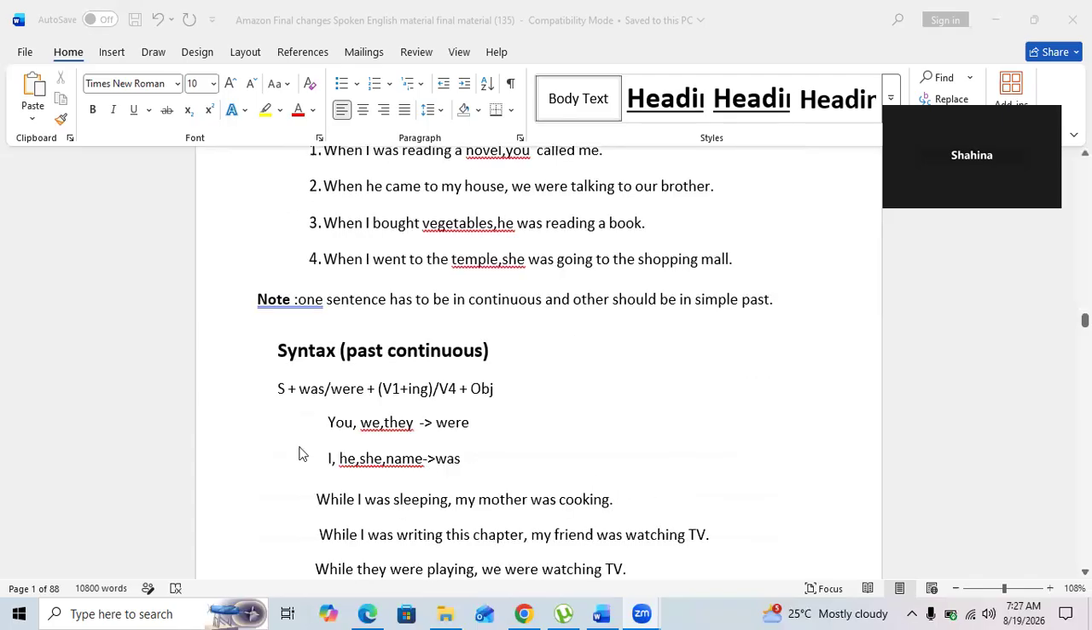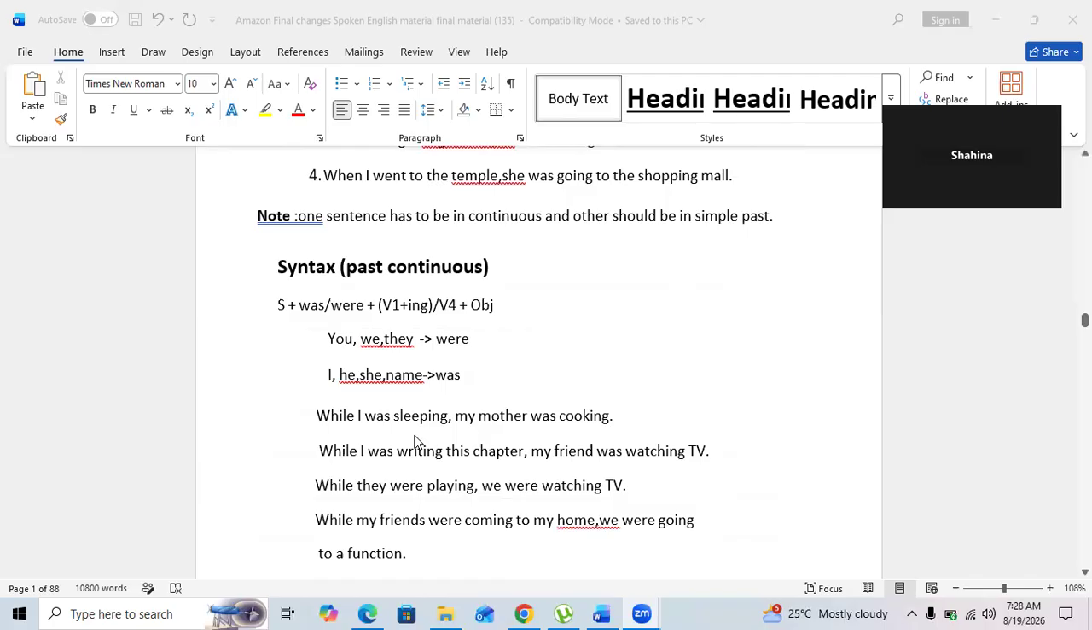So what is the syntax? Syntax will be the same. For example, if you are going to use you, we, they, you have to use were. If you are going to use I, he, she, and name, then you have to use was. Always follow this. Next.